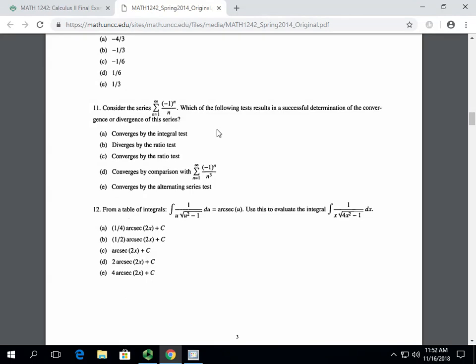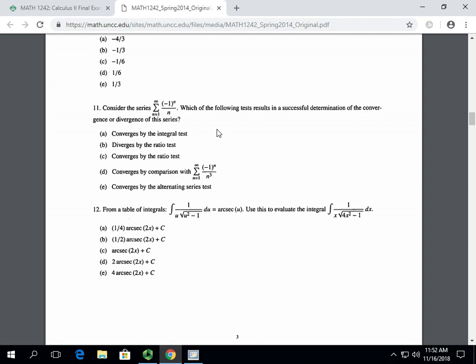Another series here. Let's read it. Consider the series, the sum as n goes from 1 to infinity of (-1)^n over n. Which of the following test results from a successful determination of the convergence or divergence of the series? There's only one answer that's correct on this guy.